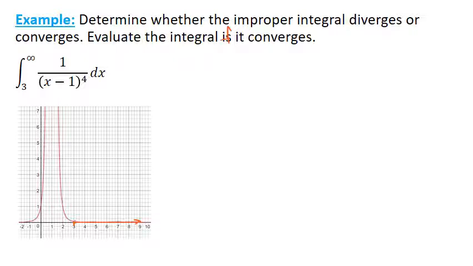In order to evaluate an improper integral, we will apply the limit. So this will give us the limit as b approaches infinity, because we're going to let this be b, remember, of the integral from 3 to b, and we'll have the exact same integrand. And then we just evaluate this with an upper limit of b. Now, evaluating this shouldn't be too difficult.